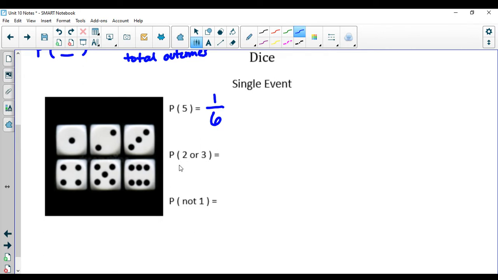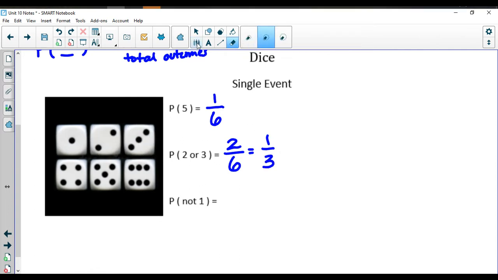The next favorable outcome, I'm looking for the probability of 2 or 3. So I would be happy if I roll this and get a 2, and also happy if I roll this and get a 3. That tells me that there are 2 favorable outcomes, but in total, I still only have a total of 6 possible outcomes. Reducing this fraction, I get 1/3.